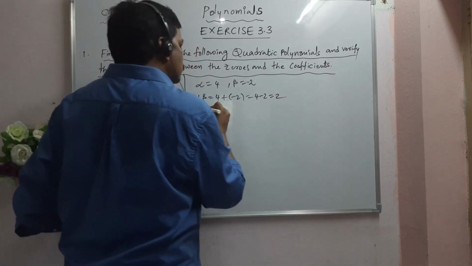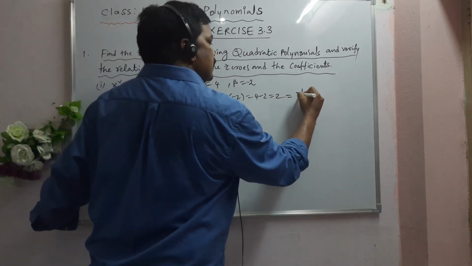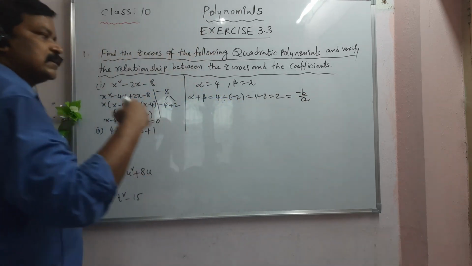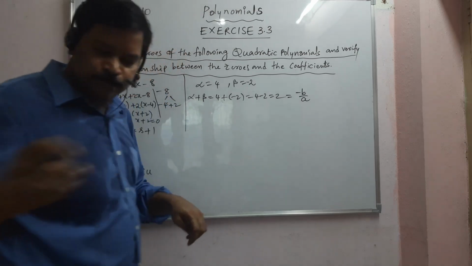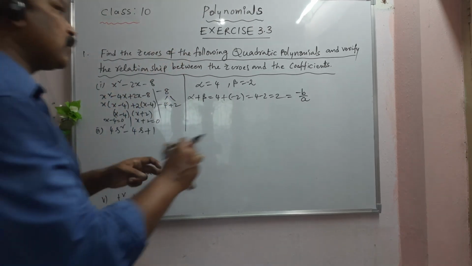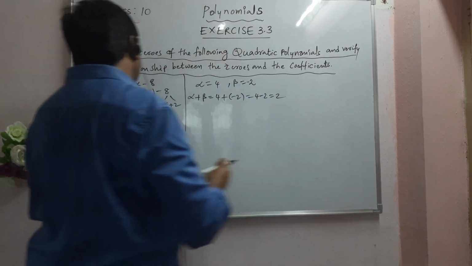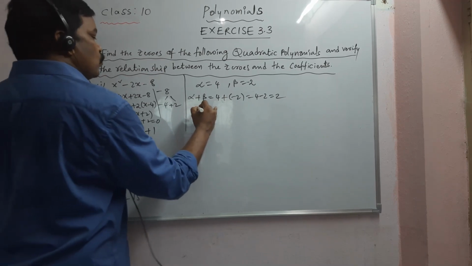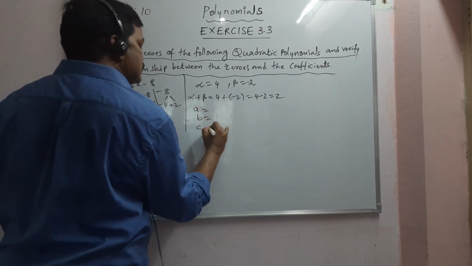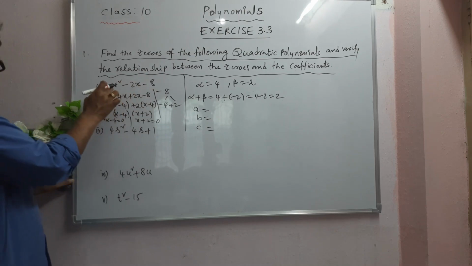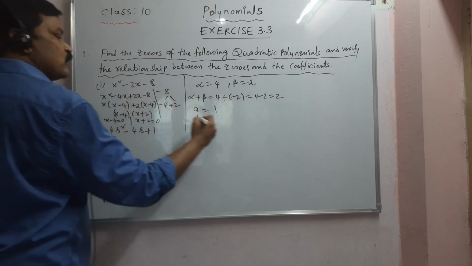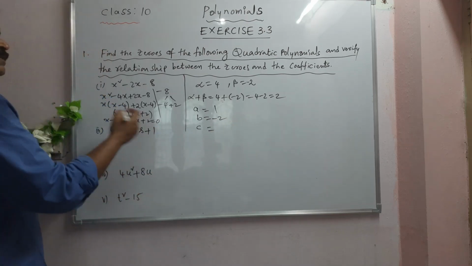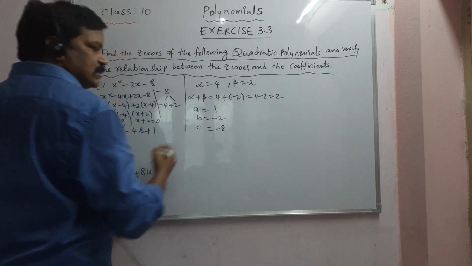This result should be equal to minus b by a. So according to the polynomial, what is a, what is b and what is c here? a is the x square coefficient, which is 1. b means the x coefficient, that is minus 2. c is minus 8, the constant.